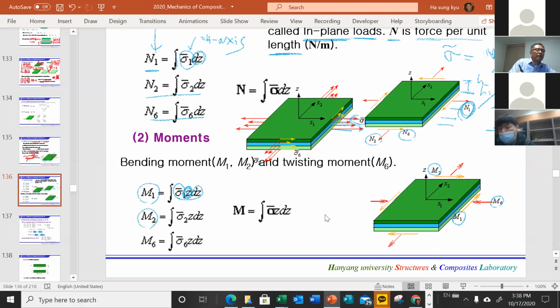So M2 is the same. Here we have sigma 2 bar, and we multiply by Z, and we have M2. And M6 is a shear, which is a little bit difficult to visualize, but conceptually exactly the same as Z. So if we use the vector form, this is the sigma bar, and this is a sigma bar, but here is the Z multiplied. And the moment is these 3 terms, and this is the 3 terms.